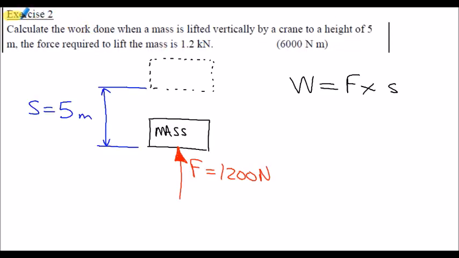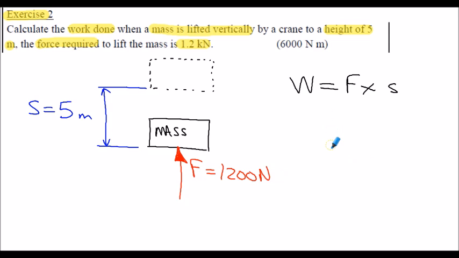Okay, here's exercise 2. Got to calculate the work done. We're given in the question that the mass is lifted to a vertical height of 5 meters. It's in the correct unit shown here on my diagram. And then the force required to lift the mass is 1.2 kilonewtons. Notice I put that into newtons here, 1,200 newtons.